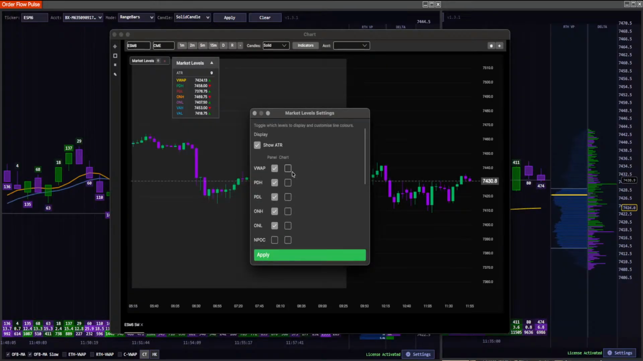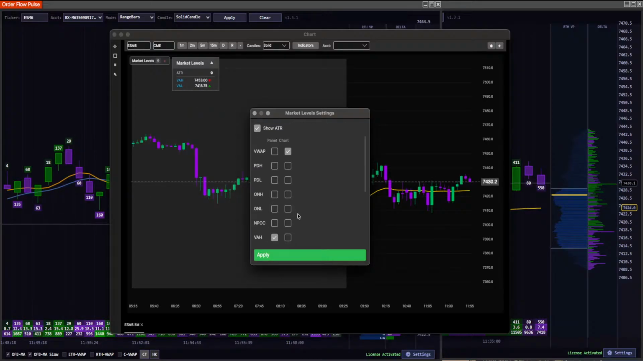I say you just want to show the VWAP. Boom, show the VWAP. I don't know what happens when you uncheck all of this. I don't know what happens. And also you can change colors, which I need to add the VWAP color.